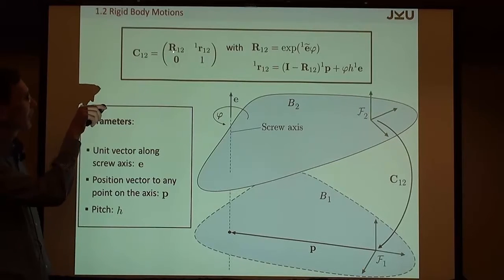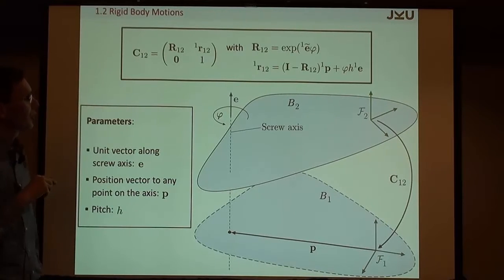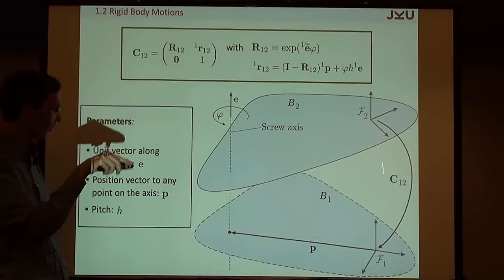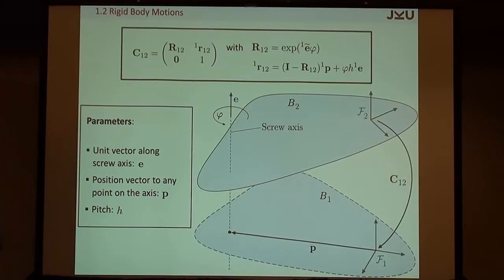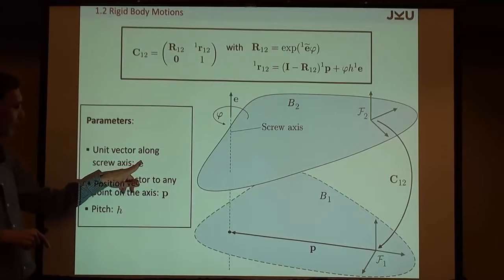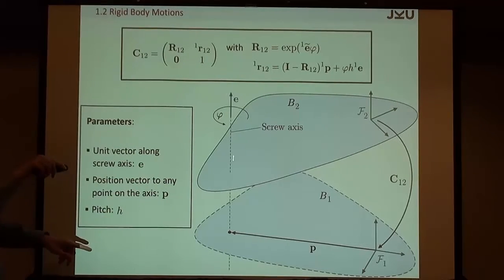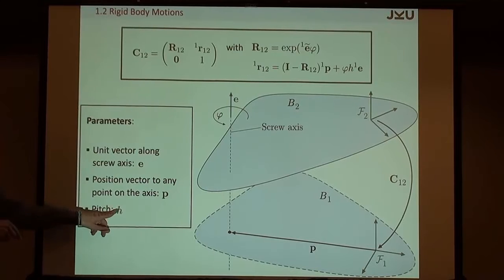Okay, what we are arriving at is, first of all, a closed form expression for C12. So what we have now is an expression of this relative configuration of the 2 frames, 1 and 2, in terms of what? In terms of 3 parameters. There are 2 vectors, E and P. One is the unit axis along the screw axis, and one is the vector to a point. This could be any point on the axis. And then of course the pitch. And of course, the angle phi. That's nice.